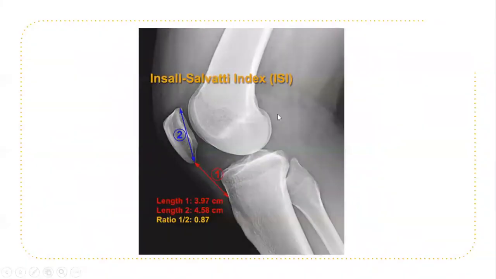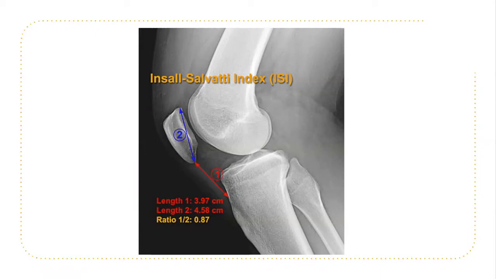The Insall-Salvati index is associated with chondromalacia patella and also instability of the patella mainly. Here the Insall-Salvati index means 1 divided by 2. 1 is the distance from the lower pole of the patella to the tibial tubercle, the length of the patellar tendon, and 2 is the distance from the lower pole to the upper pole of the patella in lateral view X-ray. 1 divided by 2, the normal value is between 0.8 to 1.2, nearly 1, which is normal.